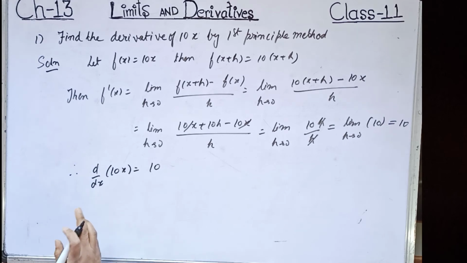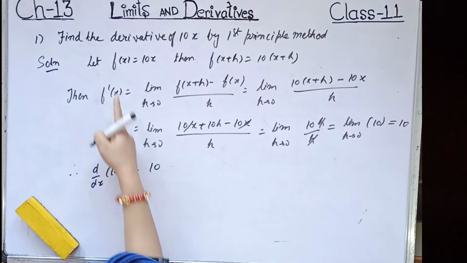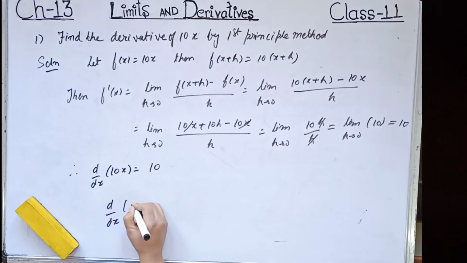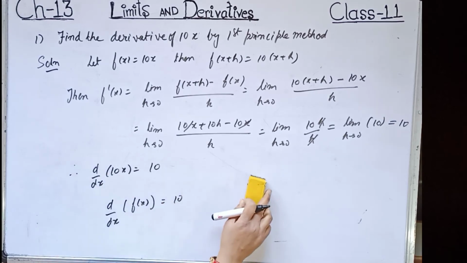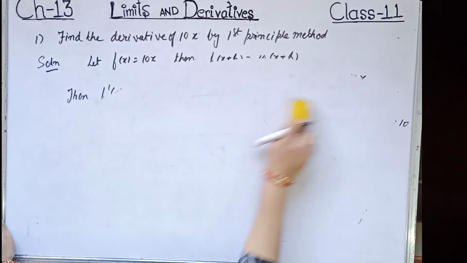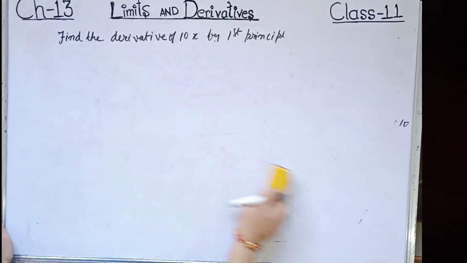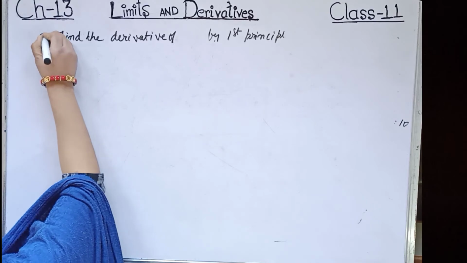Okay? So let us go to one more example. Now over here children, we have written f x is equal to 10x. So we can write over here d by dx of f x equals 10. Both we can write. So the way of writing could be different, but the concept should be understood. So we have known now that the derivative of 10x by first principle method is 10.